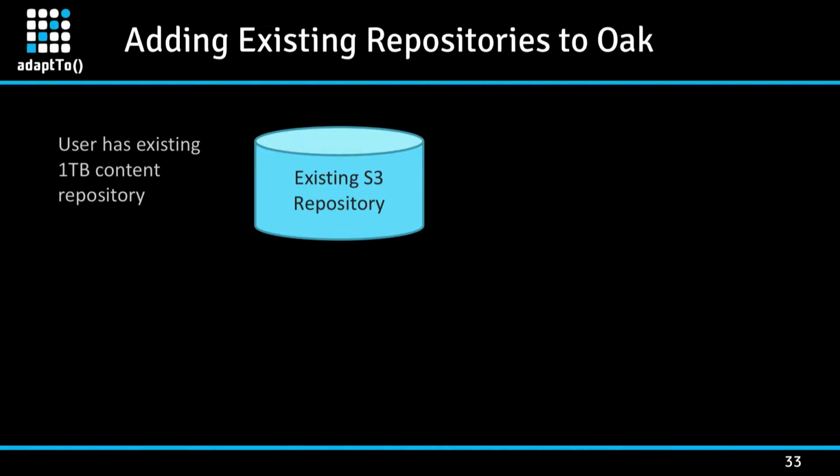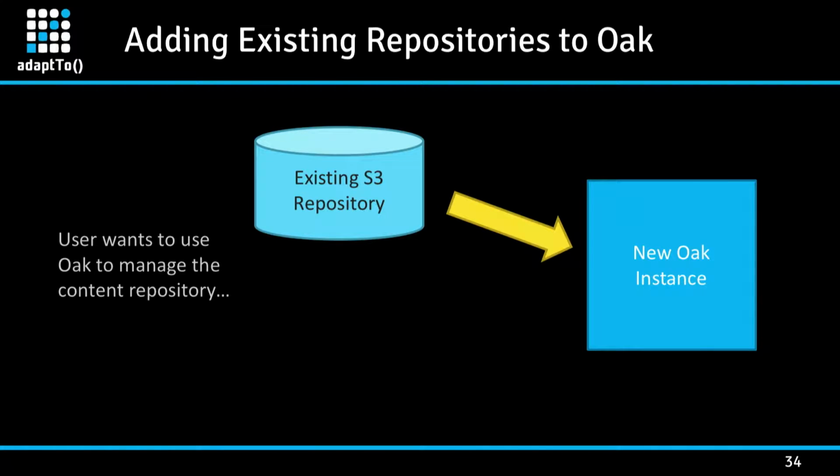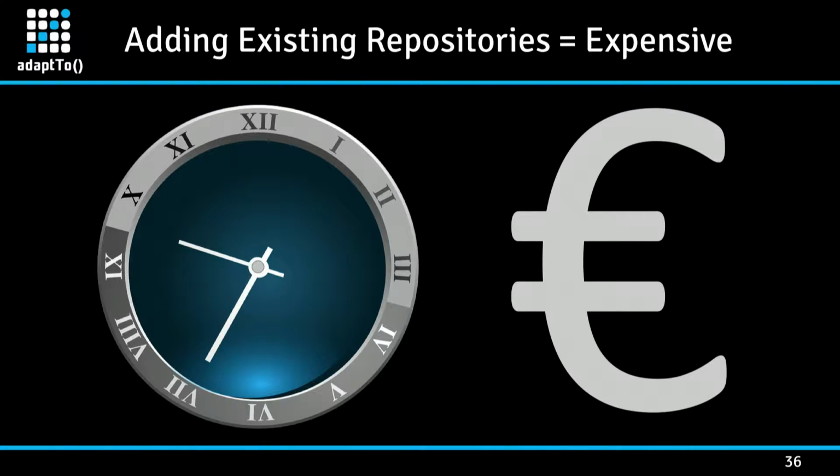You're not using Oak or really any other thing necessarily to manage it. You just have a whole bunch of content, and it's already organized hierarchically and everything. And what you would like would be to just spin up an Oak instance and have it manage this repository. But in order to do that, you have to take all of the data that's in S3 and upload it all through Oak back into S3. And we understand why that is the case, but for many users it seems kind of counterintuitive because you're putting it back where it already was. And this is really expensive in terms of time and money.